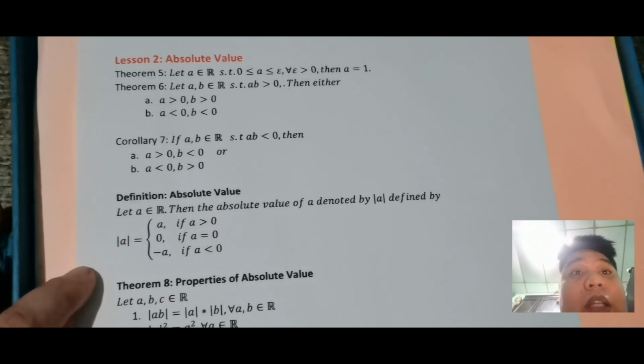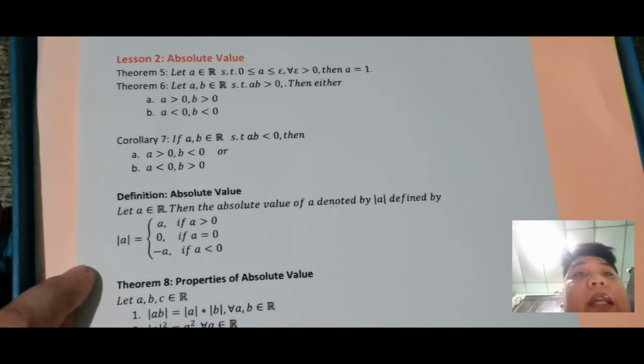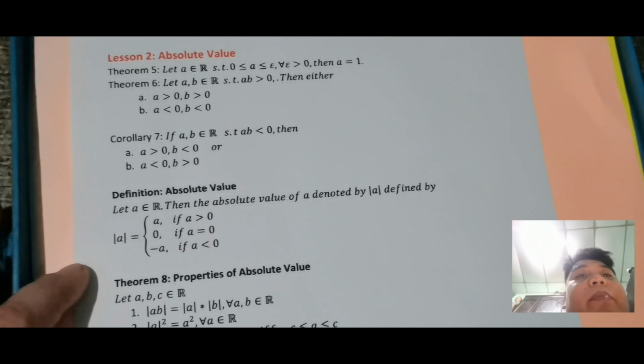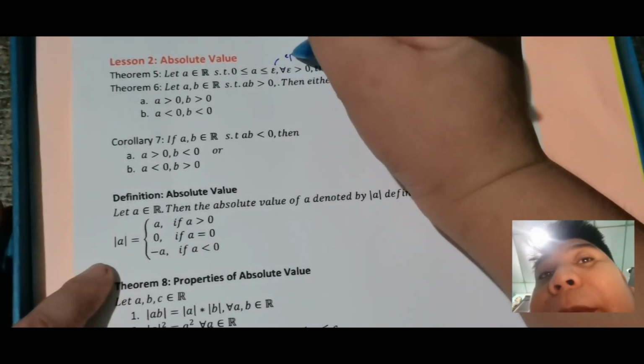Okay guys, so this is our lesson for today. So, the absolute value. So, absolute value is really our topic, but I will squeeze in these theorems from the previous topic. So, theorem 5, let a be an element of the real numbers such that 0 is less than or equal to a and less than or equal to epsilon. So, this term, this symbol, is read as epsilon.